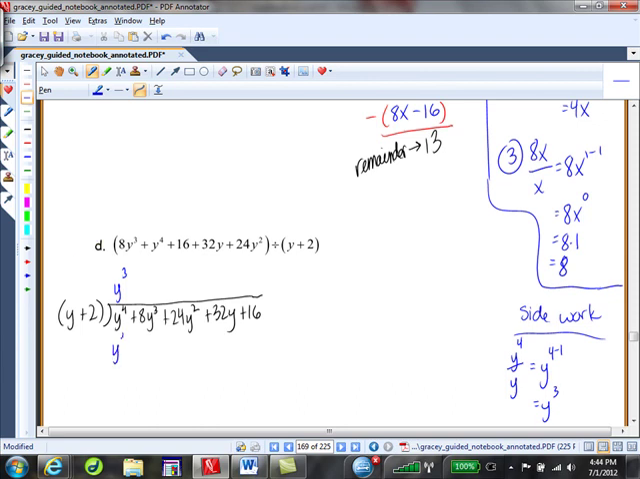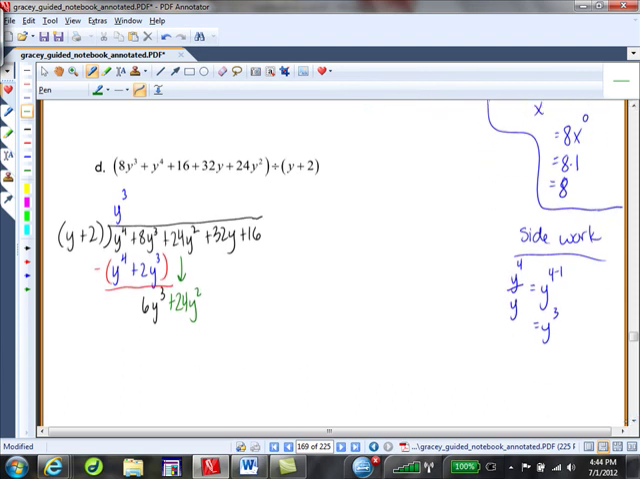Distributing, we get y to the fourth plus 2y cubed. We subtract, and this yields a result of 8 minus 2y cubed, which is 6y cubed. Bringing down our next term, we have plus 24y squared. So our new dividend to work with is these two terms here.